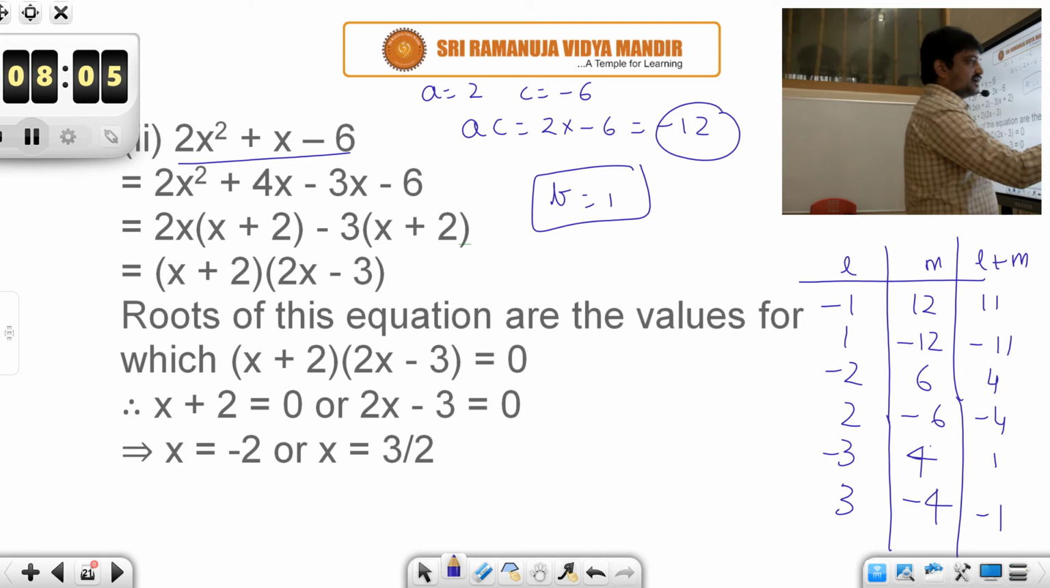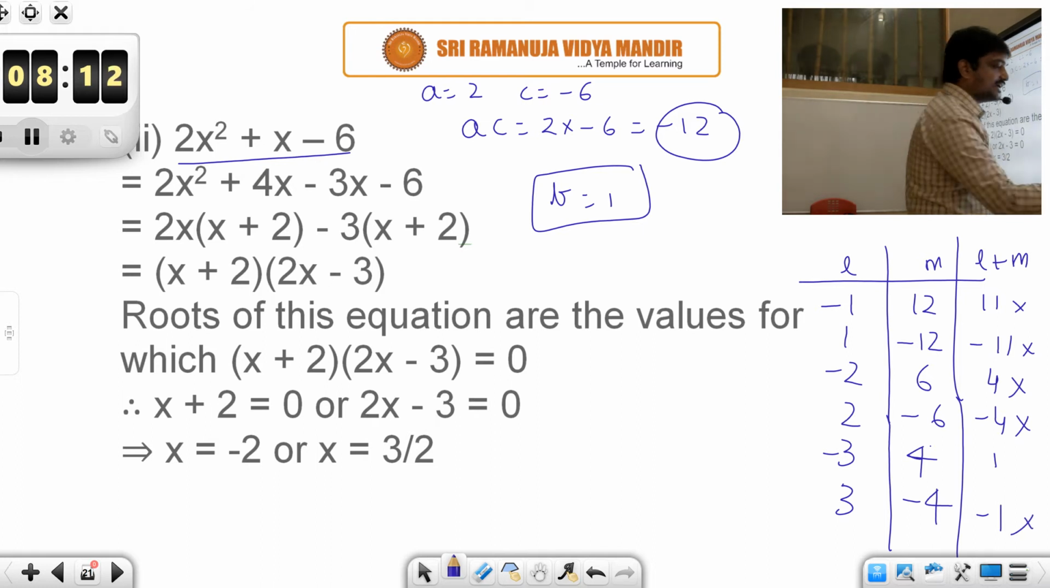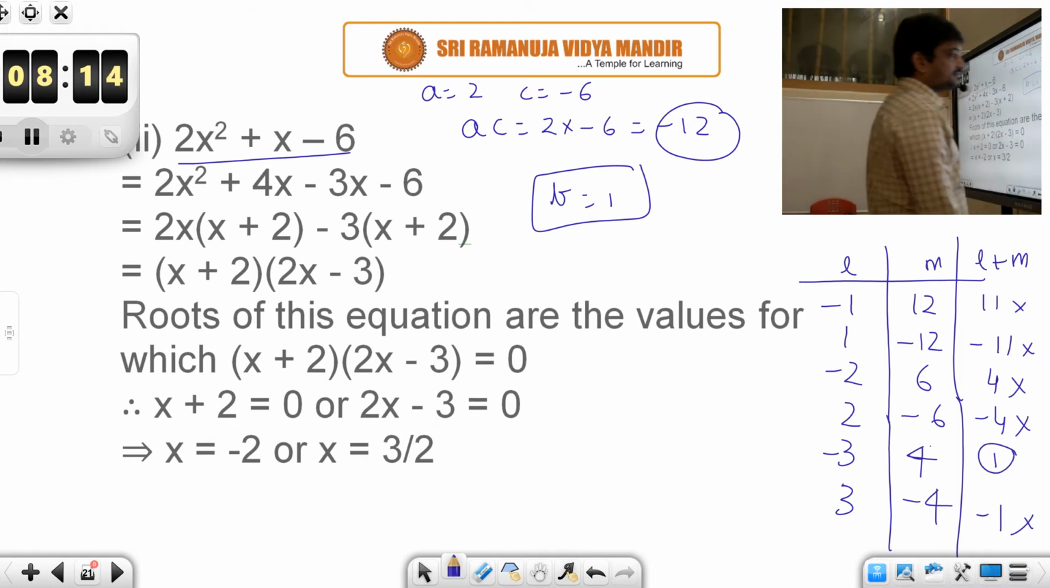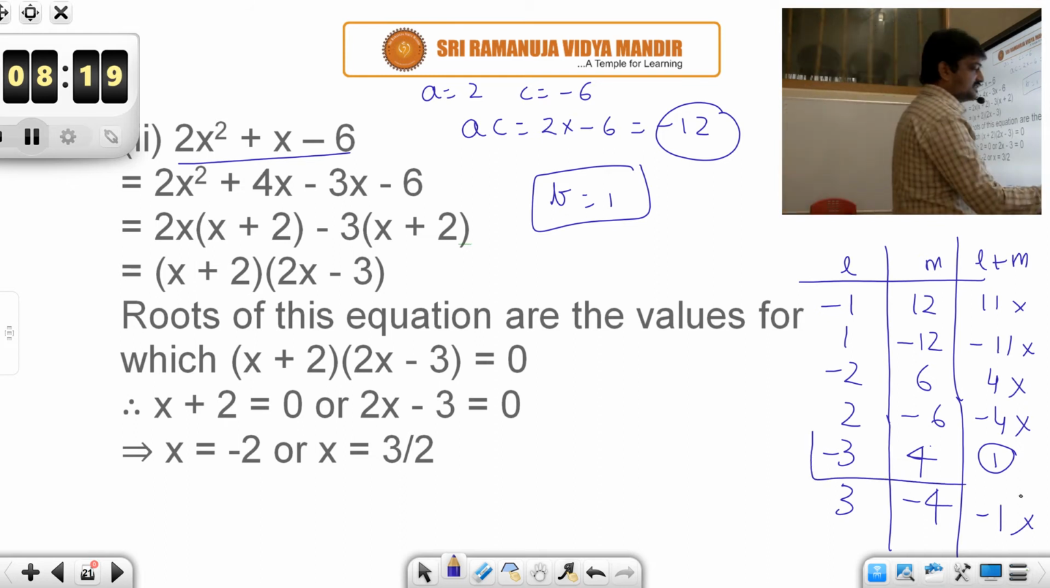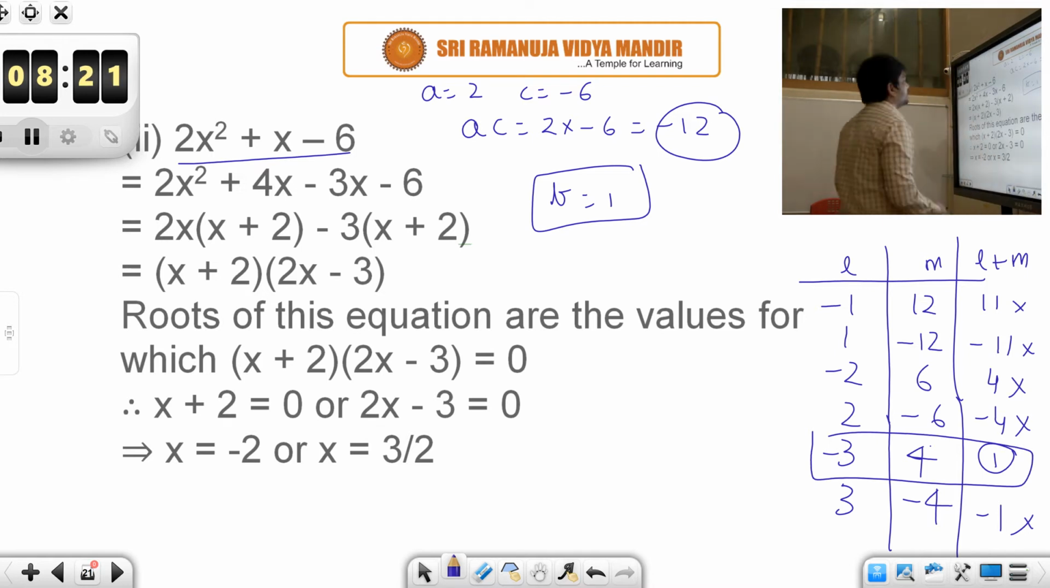So clearly the others are not possible, not allowed. You are getting only one possibility, that is minus 3 and 4. That means write the coefficient of x as the sum of these two numbers. You could write 1 as 4 minus 3 and then multiply and expand it with x. So you will get 4x minus 3x minus 6.